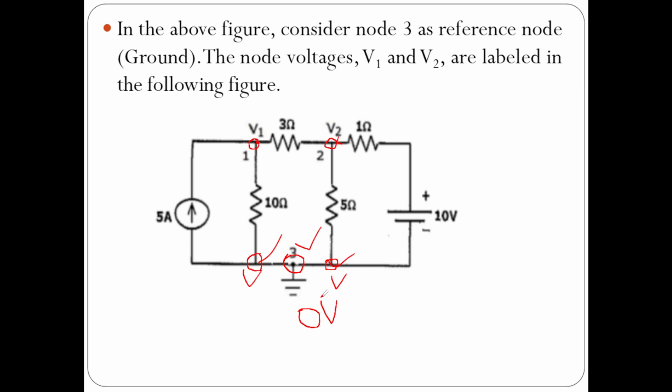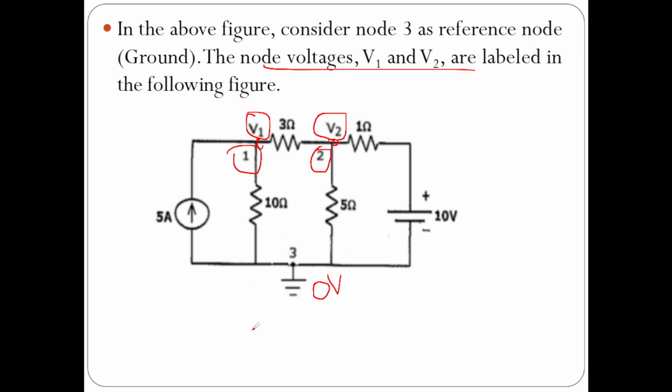The reference node voltage is 0 volts. This is one node, I have assumed it as node 1. This is another node, I have assumed it as node 2. The voltage at node 1 is V1, and the voltage at node 2 is V2. So our node voltages are V1 and V2. Another node is also there, that is our reference node whose value is always 0.